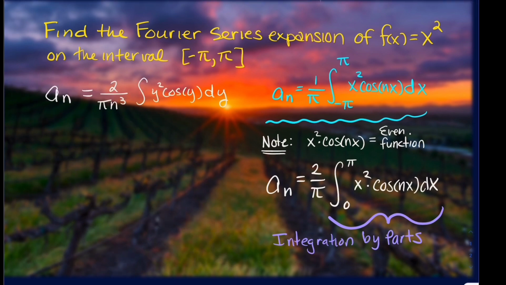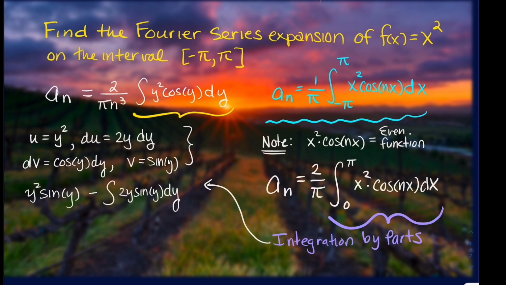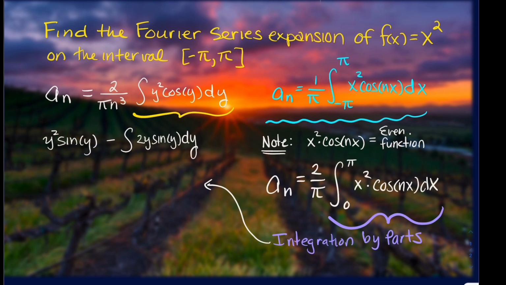Now we can handle this with integration by parts a little easier, letting u equal y squared, and that gives us du equals 2y dy. dv will be cosine y dy, so v is equal to sine y. We begin by writing out the integration by parts formula, and because of the fact that with sine and cosine, we'll have to do this one more time to get to our result.